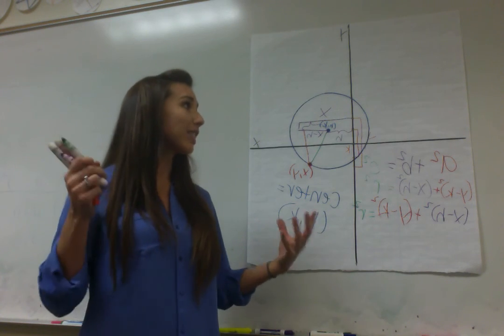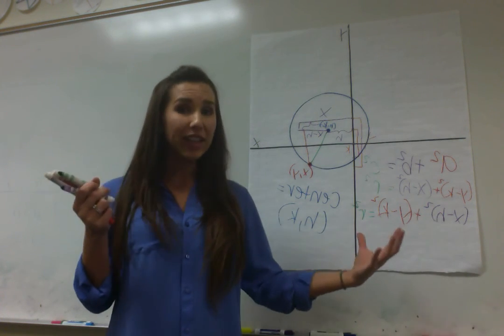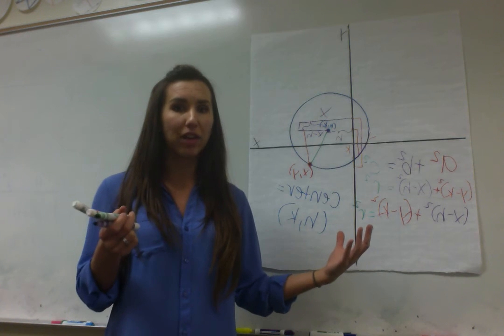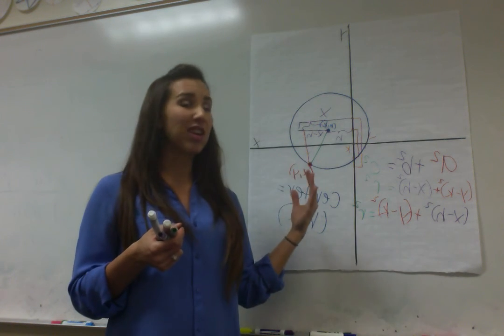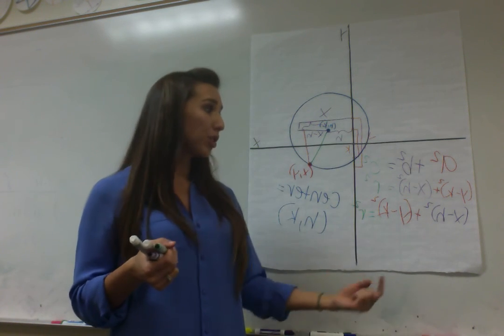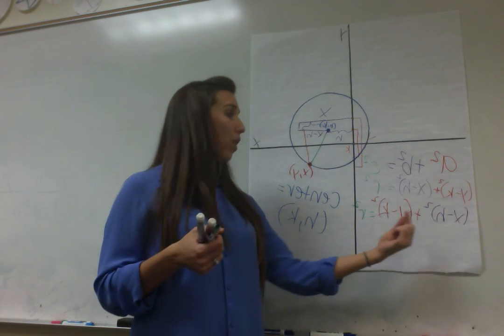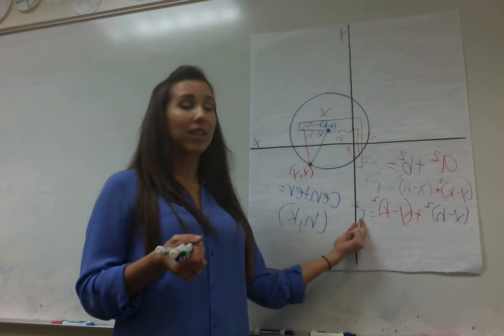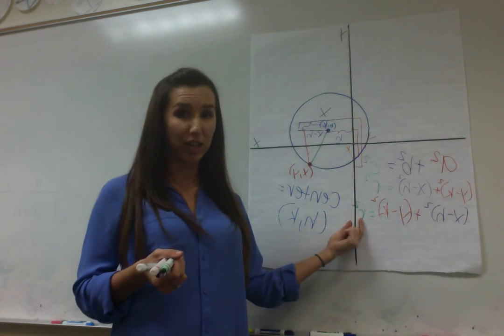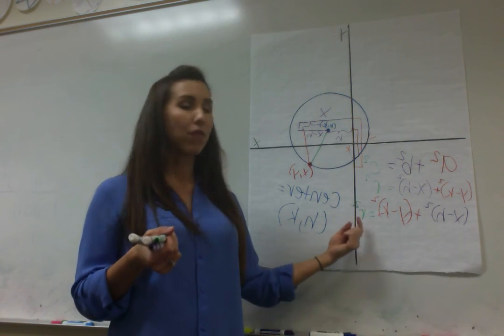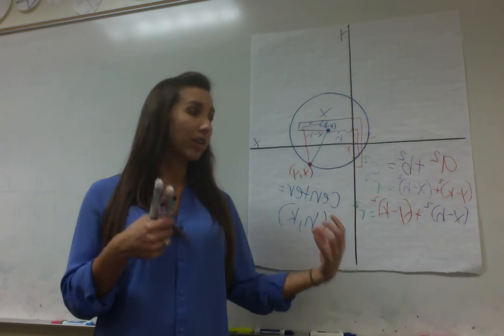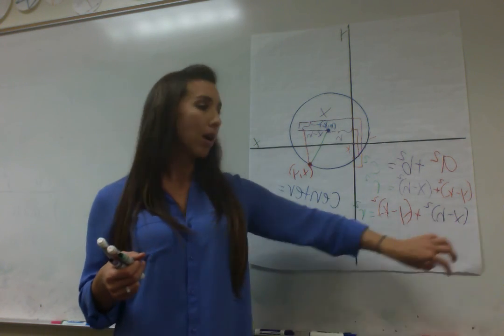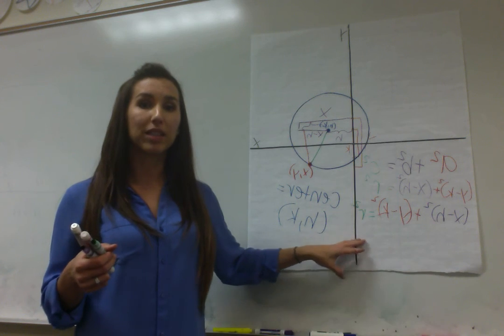We can fill it in differently depending on which circle we have. If we have a circle that has a center at 4, 2, then h becomes 4, k becomes 2. If our radius is 5, then this would be 25. If our radius was 7, then this would be 49 because we're taking our r and we're squaring it. This is just a squared plus b squared equals c squared.